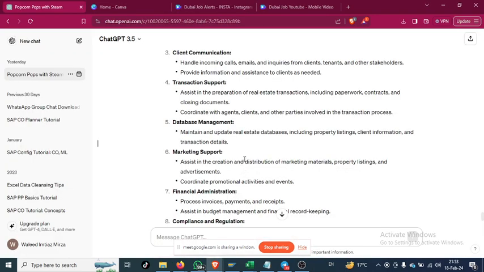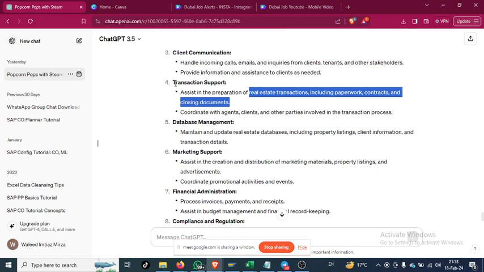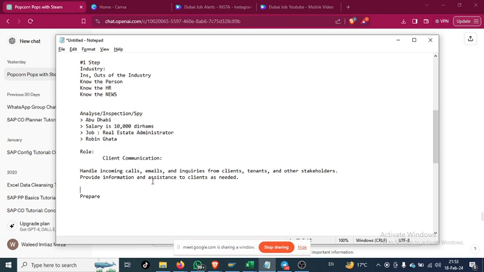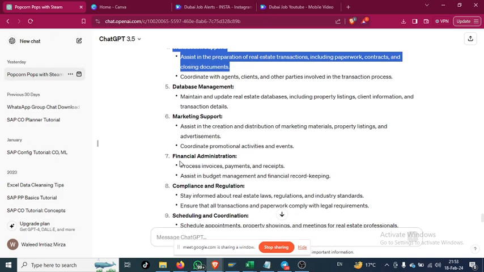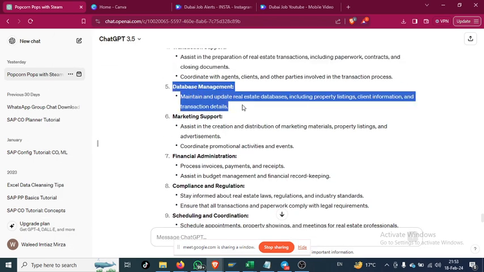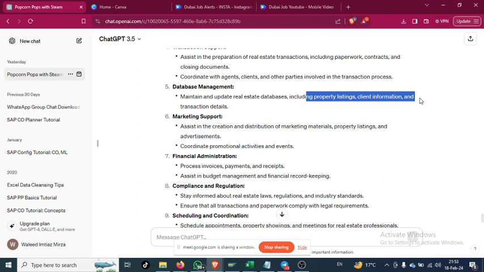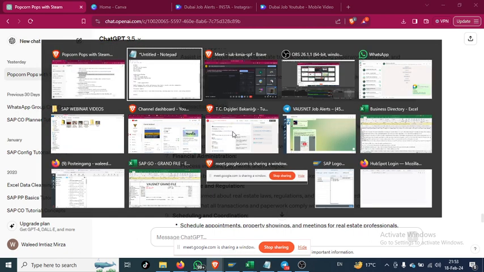Okay, assistant preparation for real estate transactions, including paperwork, contracts, and closing documents, transaction support. Okay, I'll just note that down too. And next is database management, real estate database, including property listing, client information. This is very important. Why it is important, I'll tell you later.